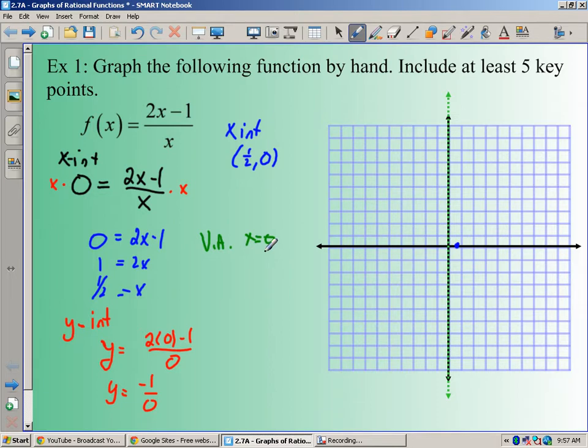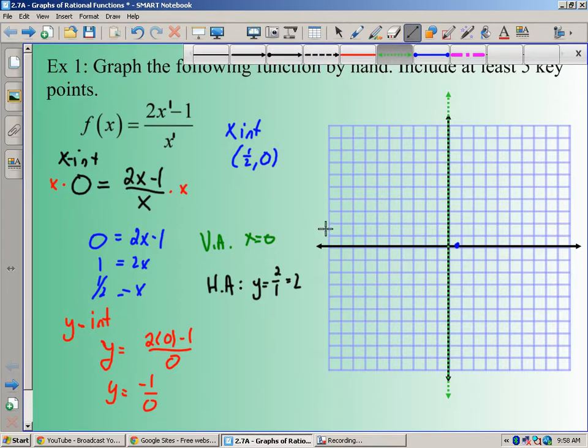Then we'll look at horizontal asymptotes. If you remember from our discussion the other day, if we have the same power, and here we do, x to the 1 and x to the 1, the same degree, then we take the fraction of the leading coefficients, which happen to be 2 over 1, and set them equal to y. That gives a horizontal asymptote of y equals 2. So I would have a horizontal asymptote at y equals 2 that looks something like this.